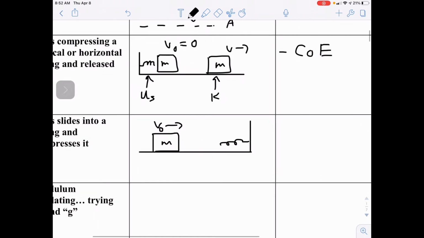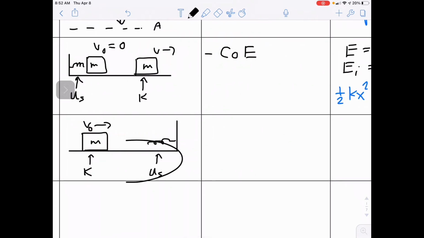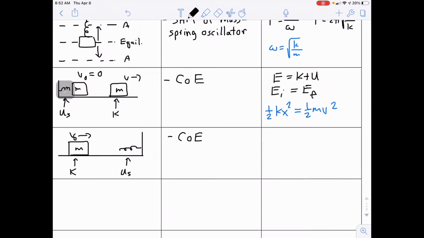So initially, we have kinetic energy because we're moving. And when we have a fully compressed spring, we will have stored up spring energy. So since we are observing two changes in energy, conservation of energy is again the concept we would use.